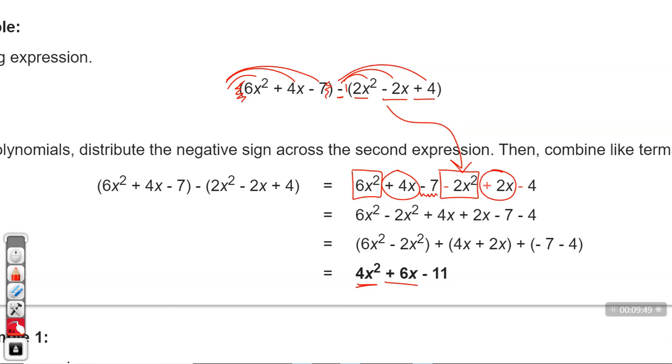And then I'm going to squiggle line my negative 7 and negative 4. Negative 7, negative 4 gives me a negative 11, giving me that final result down below. So do be careful when you have a negative in front. You must distribute that first before you combine like terms.